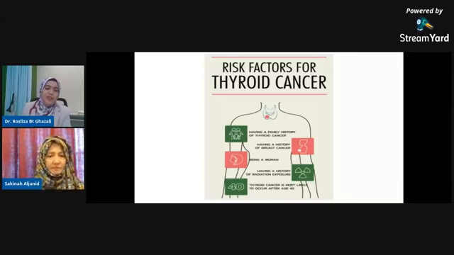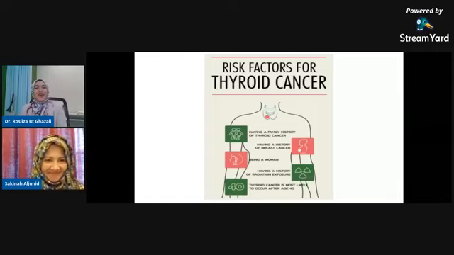Of course the easiest way, because we do have easy access to iodized salt, that would be the easiest and the cheapest. Of course, when it comes to food, seafood and seaweed are expensive lah, but those are foods that contain high iodine. Apart from that, vegetables and dairy products like milk, yogurt, cheese also contain high levels of iodine.